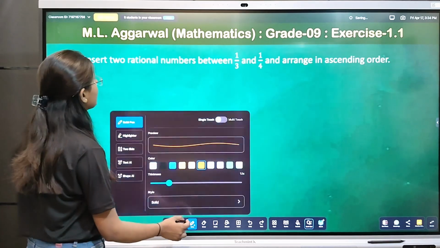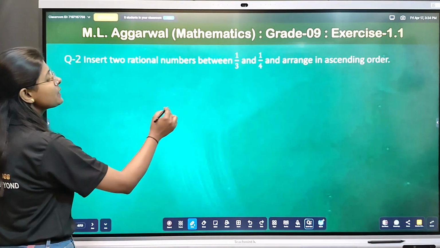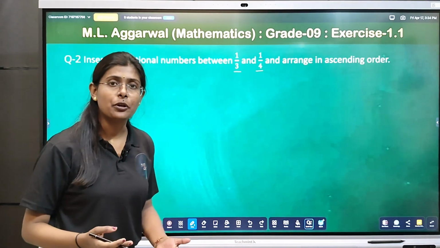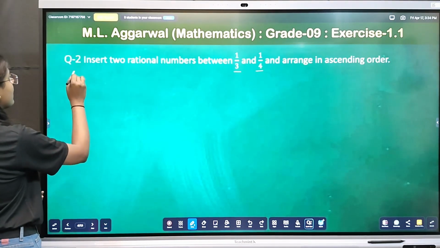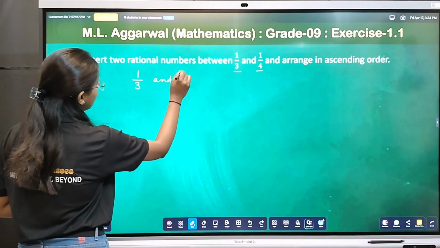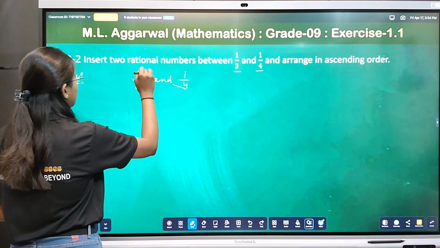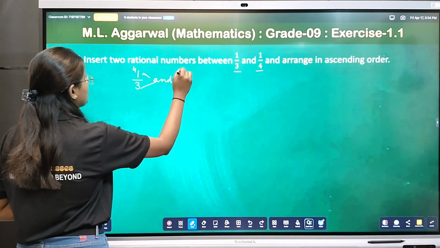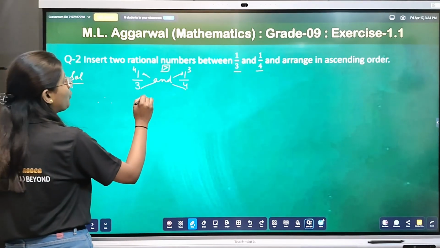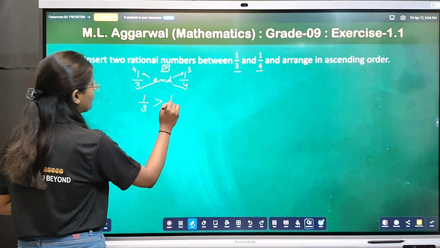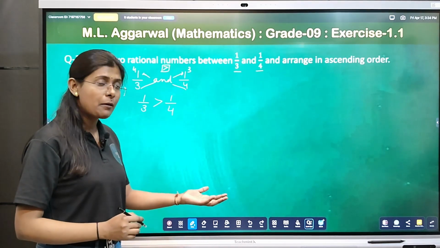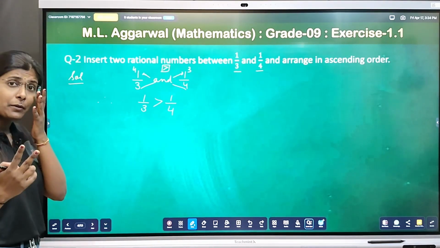The next question is, insert two rational numbers between 1 upon 3 and 1 upon 4 and arrange in ascending order. We will use the same concept again. First, we will compare the given boundaries 1 by 3 and 1 by 4. Multiply, you will be getting 4 here and you will be getting 3 here. We know that 4 is greater. Therefore, 1 upon 3 is greater than 1 upon 4. First thing is solved. We know which number is greater than the other number. Now we will find out two numbers between them.